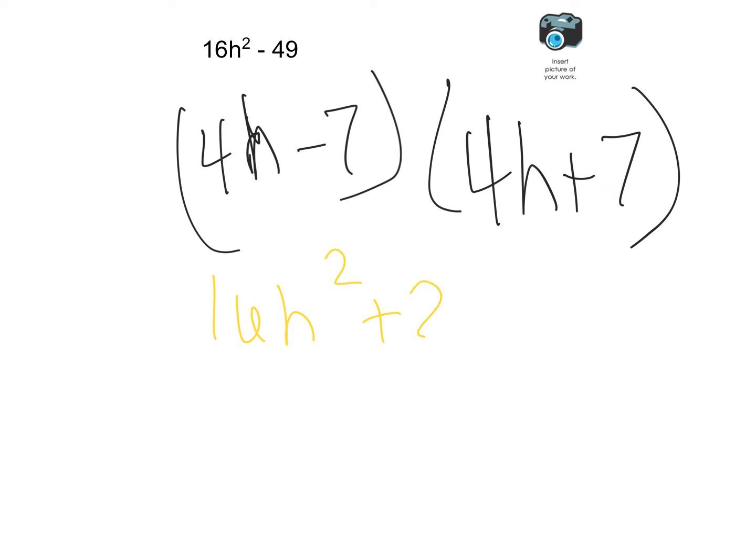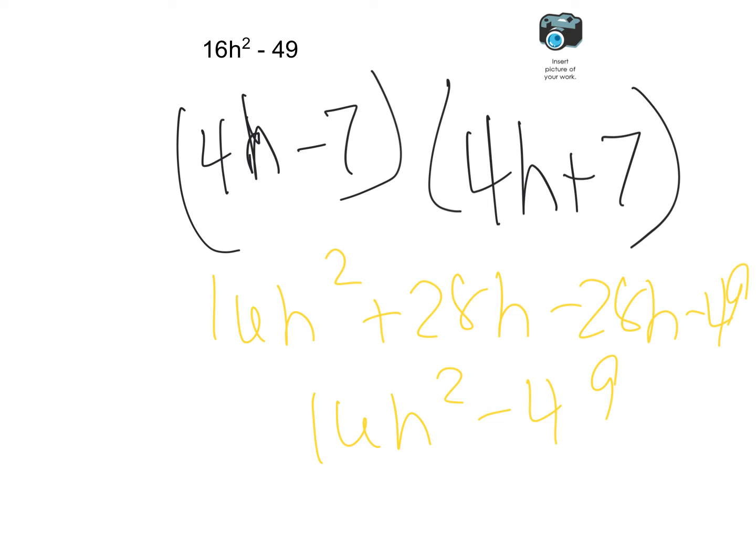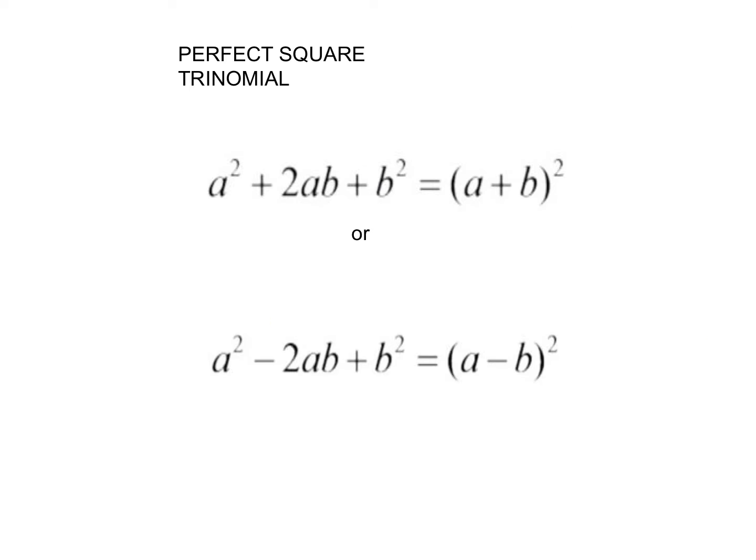16h squared plus 28h minus 28h minus 49. 16h squared minus 49. Always a good idea to check your work.